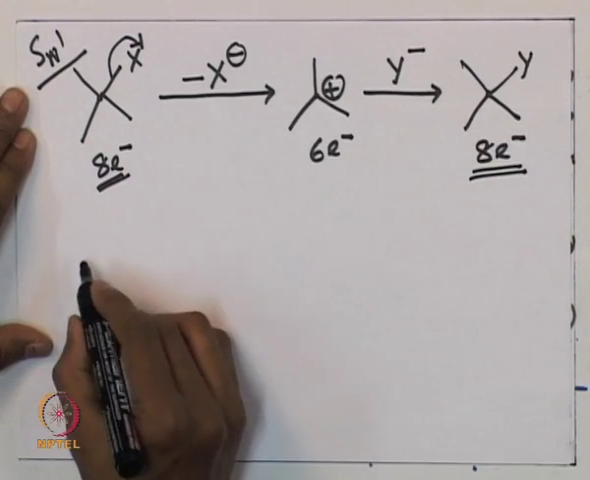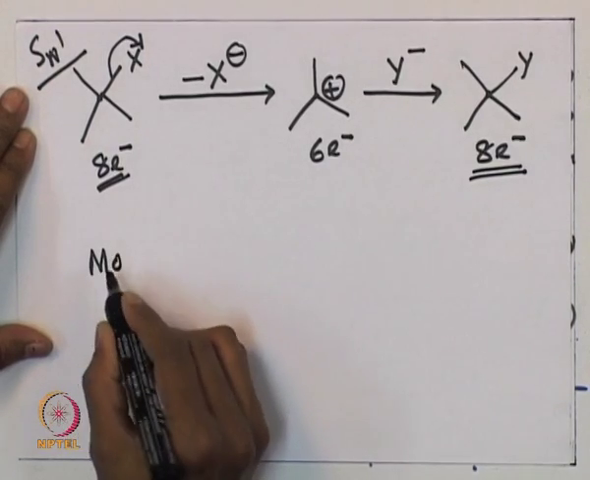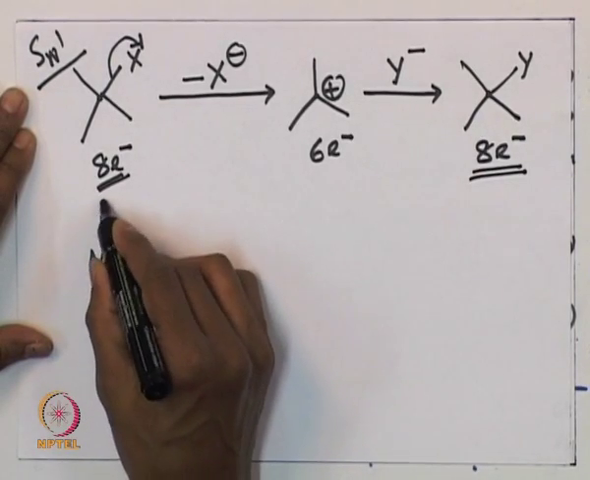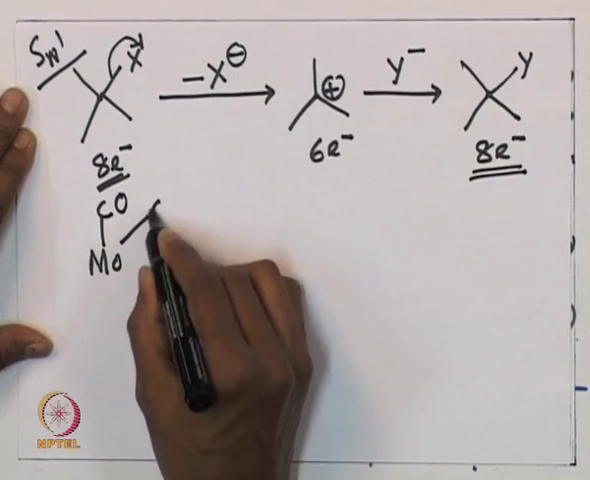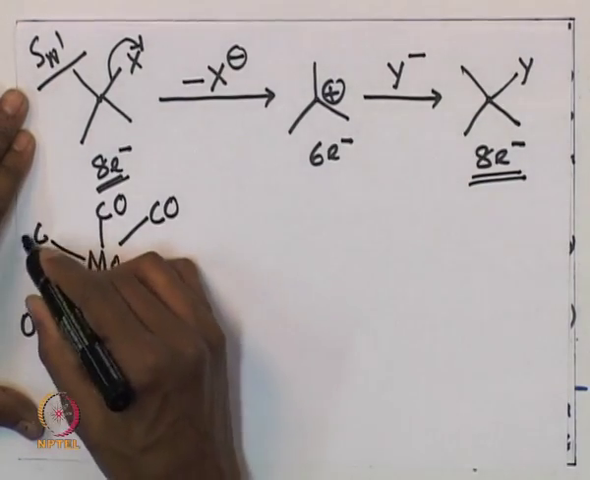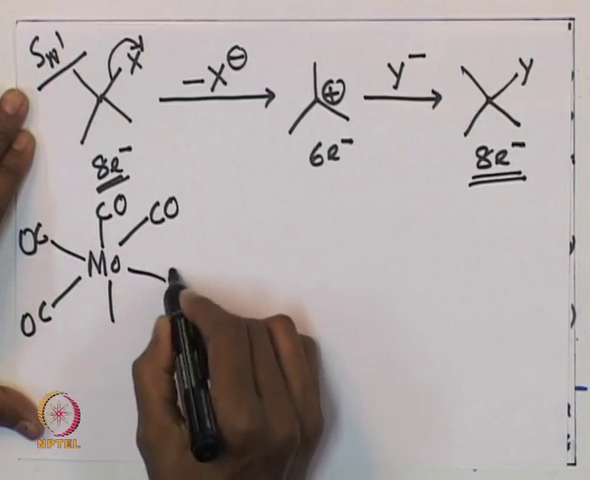Okay. Now, I will give you one real example with an organometallic species. This is a molybdenum complex. Molybdenum makes wonderful complexes with carbon monoxide. For example, one is shown over here.